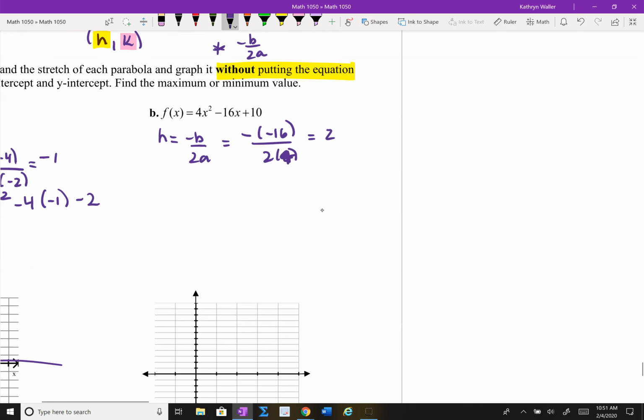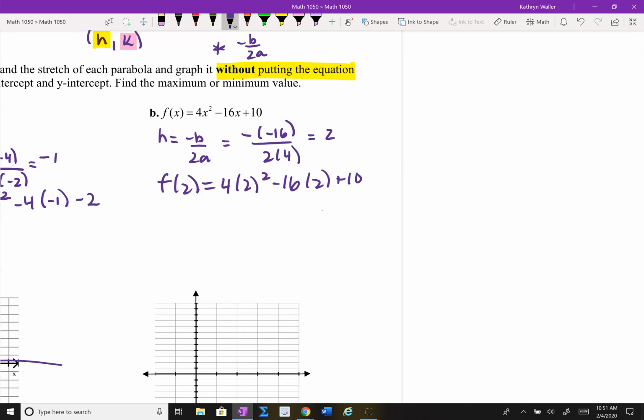Do I have to write work on the paper to show how I get the y value, yes or no? Yes, I do. So everybody go, f of 2 is equal to 4 times 2 squared minus 16 times 2 plus 10. You could store the 2 in, or you could just put it in like this. Who says I'd rather just put it in like that? Raise your hand. Who says I'd rather store? Okay, most people are saying just like that. Okay, so let's do it.